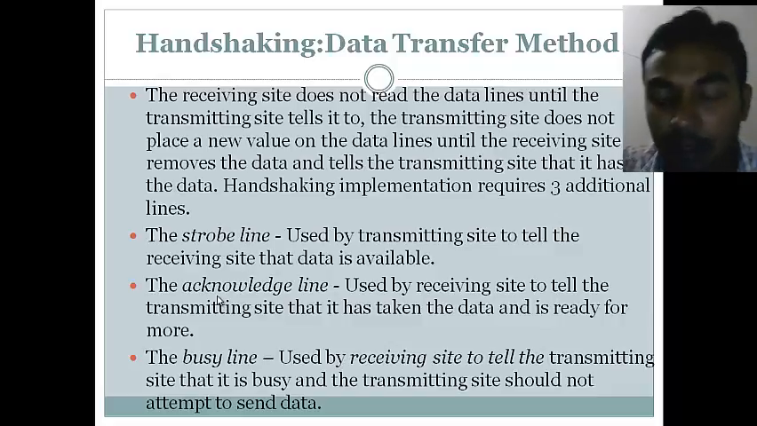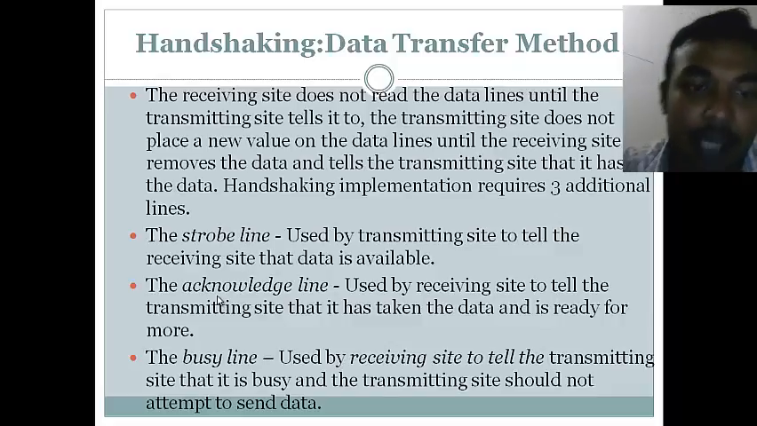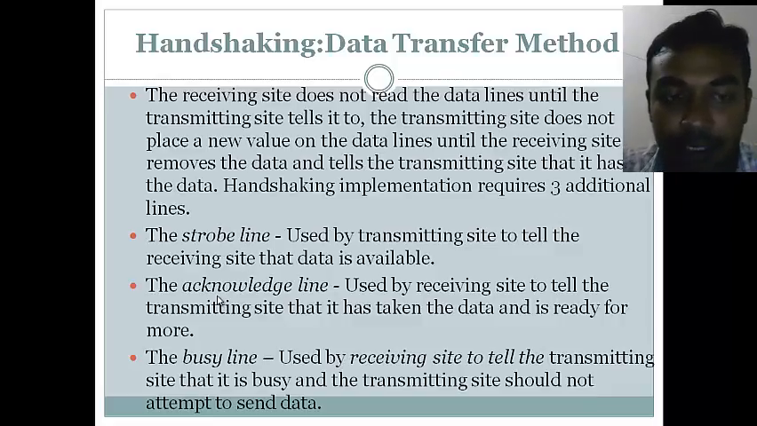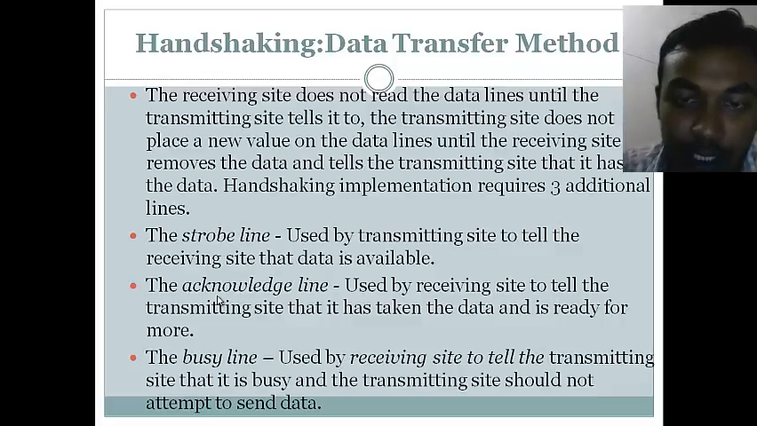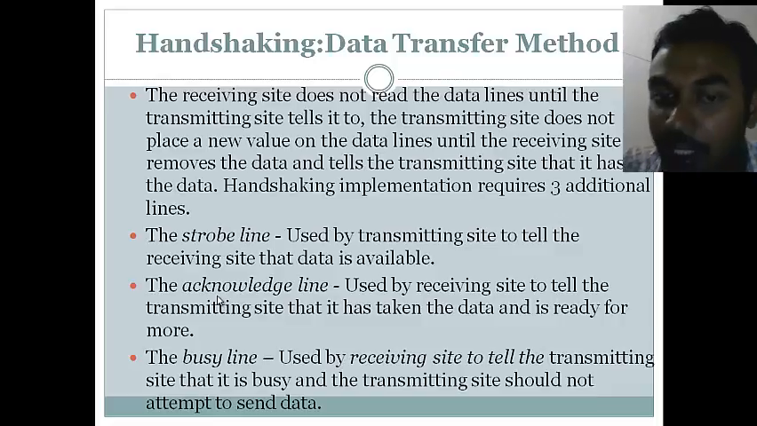The acknowledge line is on the other side, on the receiver side. Here the receiver checks and calls the transmission line to say that okay, now I am free or I am ready, you can send your data.